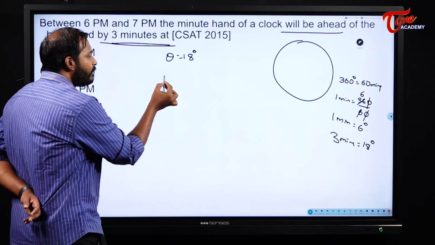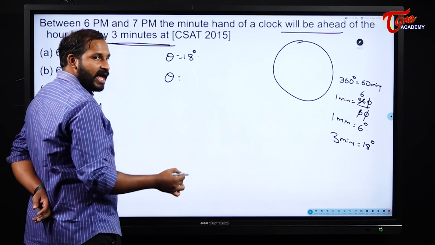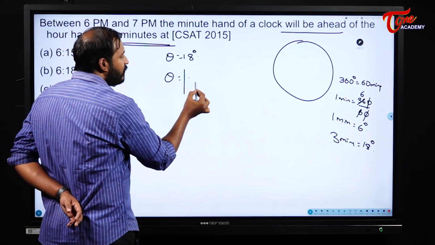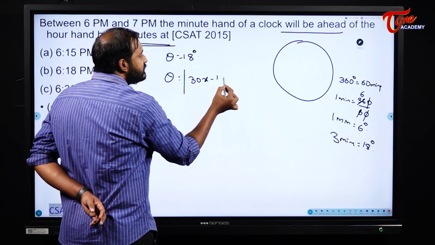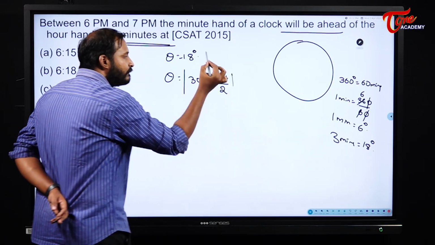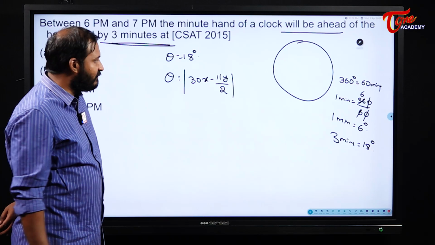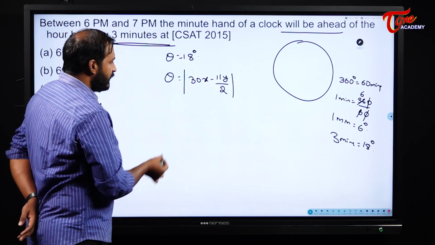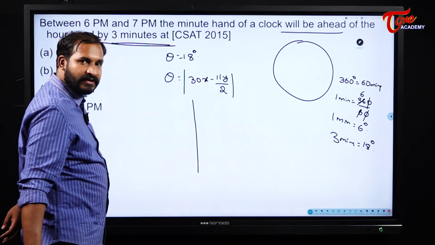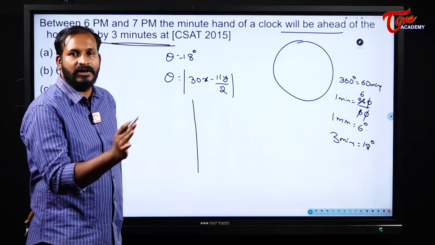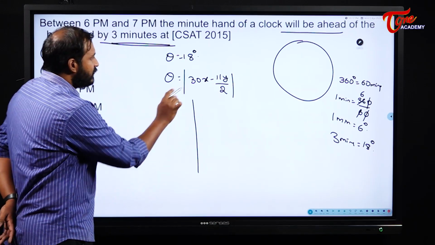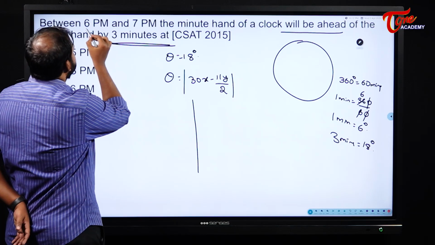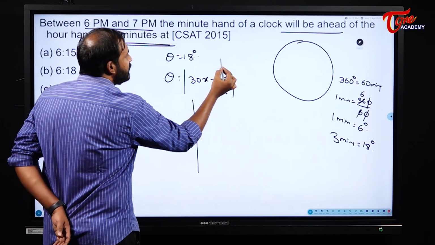So now we know the formula for the angle between two hands of the clock. Theta is equal to modulus of (30x minus 11y by 2). Now theta is equal to 18. So I will take plus 18 once and minus 18 once, and we will decide what is our answer later. So 30x means between 6 p.m. and 7 p.m.